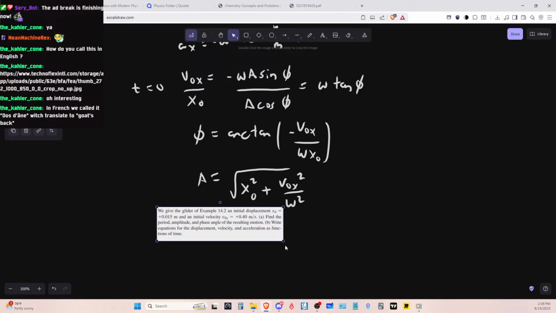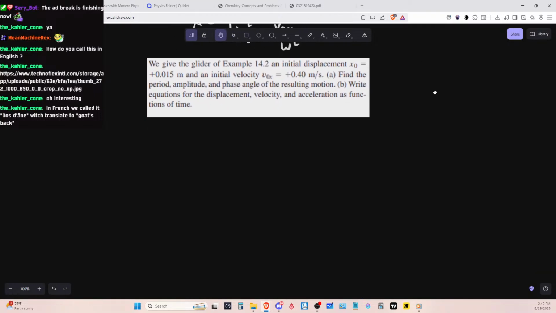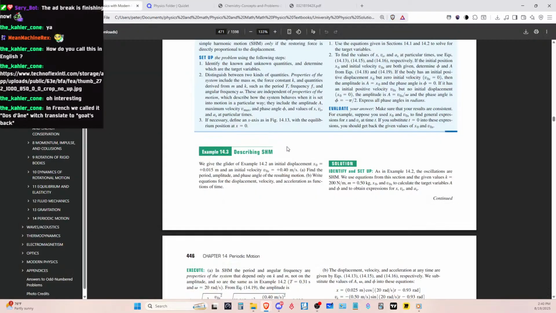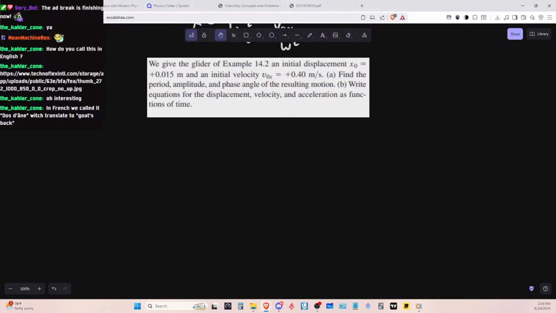Let's drag this over here. Example 14.2. I think that was the previous problem we did, right? Yeah, 14.2. Okay. We give the glider in 14.2 an initial x and an initial velocity. Find the period, amplitude, and phase angle of the resulting motion. Write equations for displacement, velocity, and acceleration as a function of time.